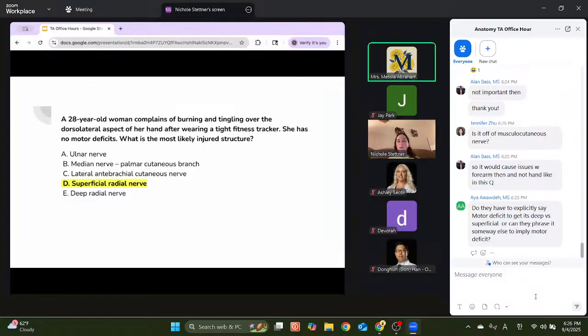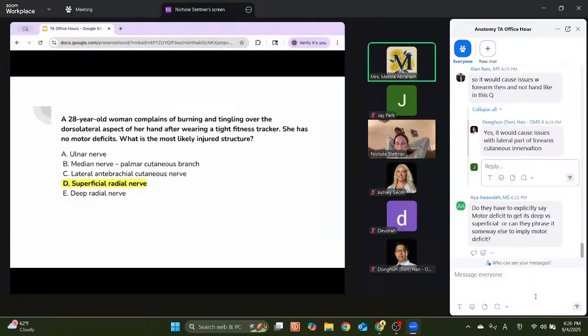So there's no such thing as a cutaneous radial nerve. It's just superficial. No, that's what I mean. I'm not confused about the answer. I just wasn't sure if that was another form of saying superficial. Nope. This one's just called the superficial radial nerve.